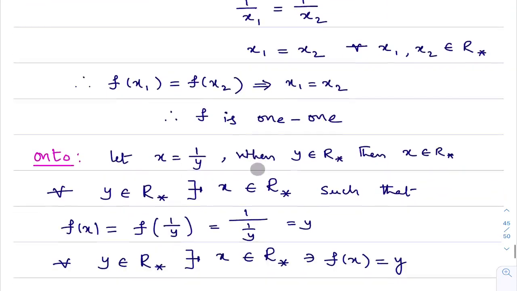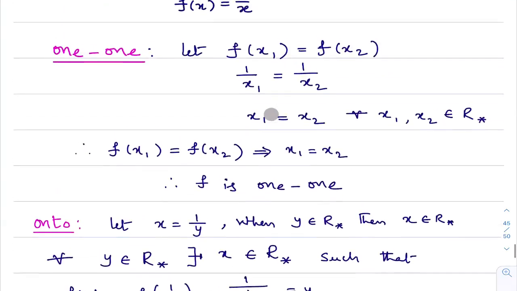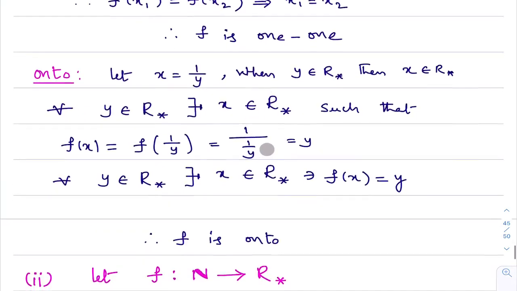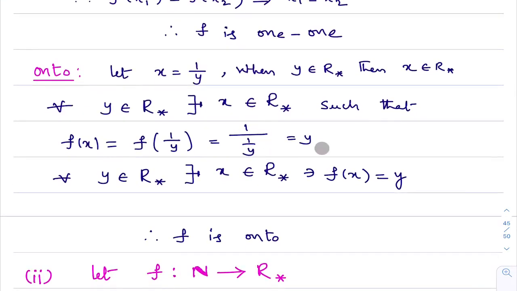What is f of 1 by y? f of 1 by y is 1 divided by 1 by y, which is y. So what happened here? For y belongs to R star, there exists x belongs to R star such that f of x equal to y. When I got this statement, I can say that the function is onto function.